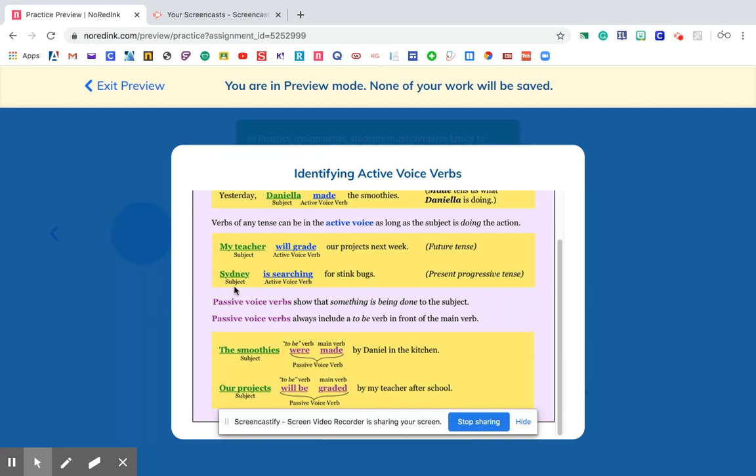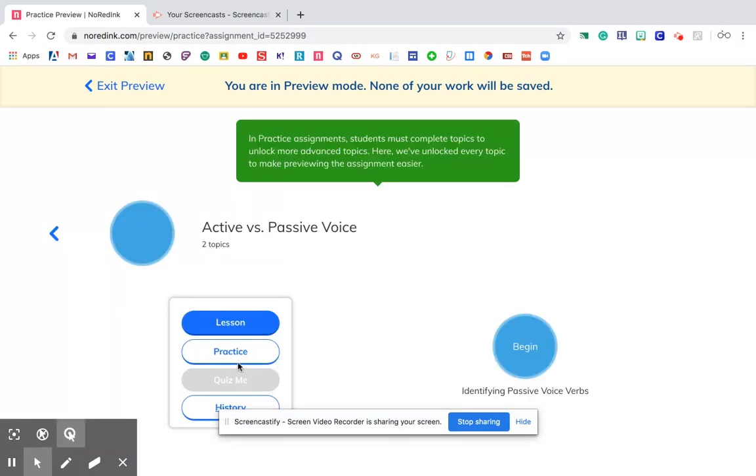Okay, and our next one, Sydney is searching for stink bugs. Okay, so this one is present tense. It's describing what Sydney is doing right now. So it's saying Sydney is our subject, is searching, active voice verb, for stink bugs. Okay, so let's go ahead and go into the practice for active voice verbs.